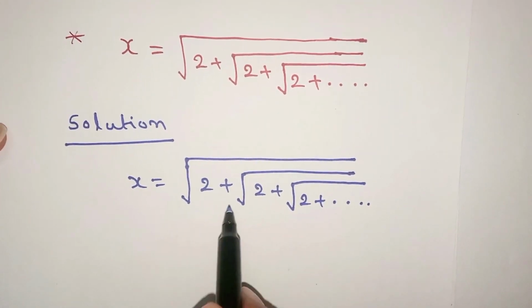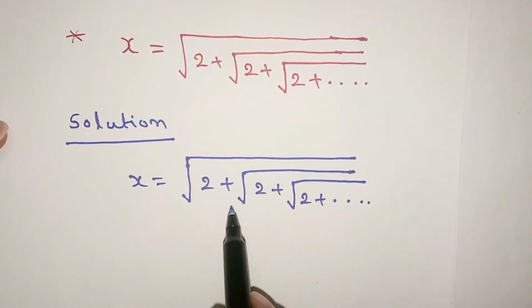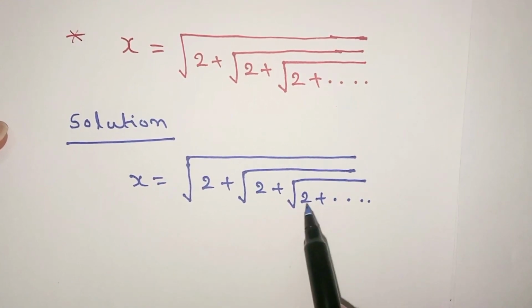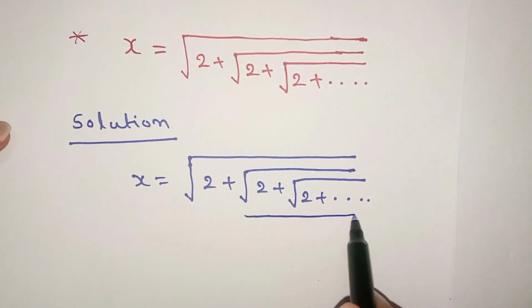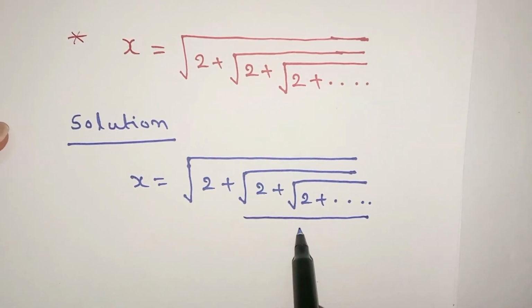The equation looks impossible, but it is very easy. Please stay at the end. x equals square root of 2 plus square root of 2 plus square root of 2. From here on, it also looks like an infinite equation expression.